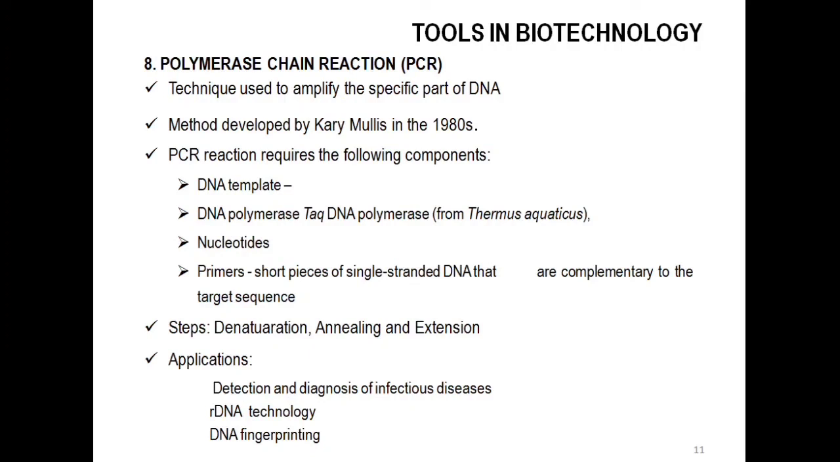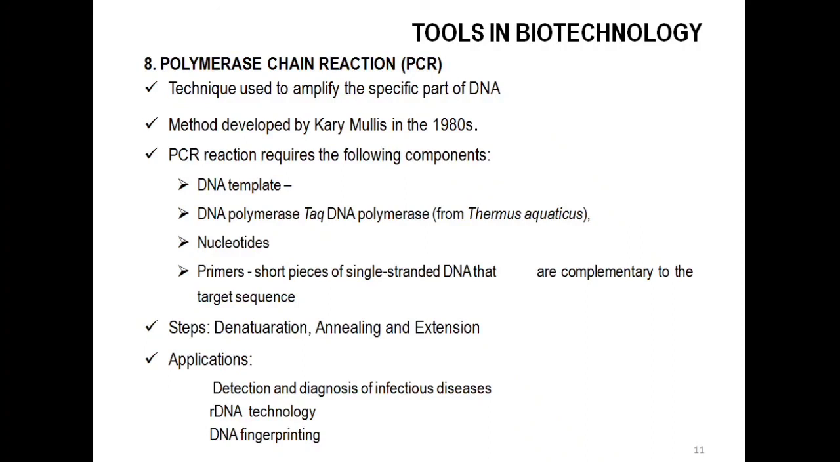For the PCR method, we require some components. We need a DNA template that has to be amplified, and we need DNA polymerase, which is used for DNA replication and amplification. In a normal cell, the cell uses its own DNA polymerase to replicate the DNA. Here in PCR we use Taq DNA polymerase for the amplification, and this Taq DNA polymerase is isolated from Thermus aquaticus bacterium, a thermal resistant bacterium.